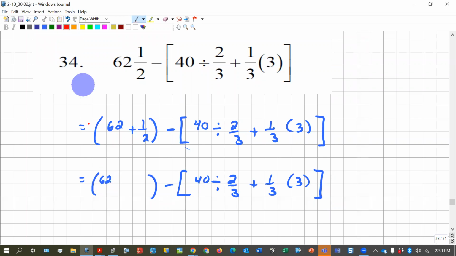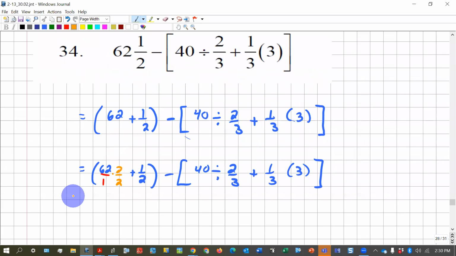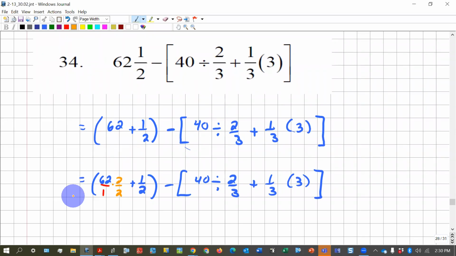$62 is the same thing as 62/1. And if I want to add a fraction to that, I need a common denominator. I'm confused how they read transaction addition. You are supposed to be confused. This is exactly why we don't like mixed numerals in algebra, because that looks like it should be multiplication, but it's not.